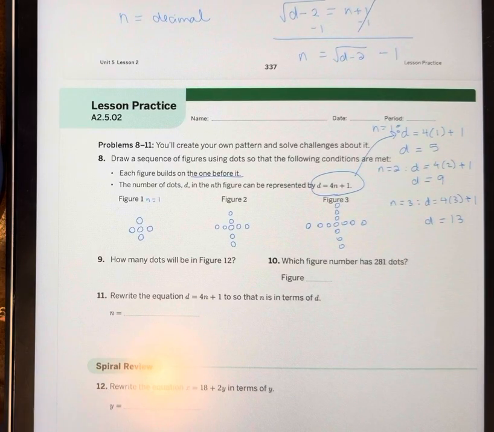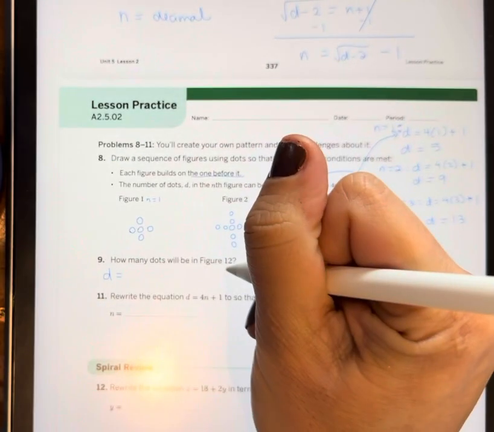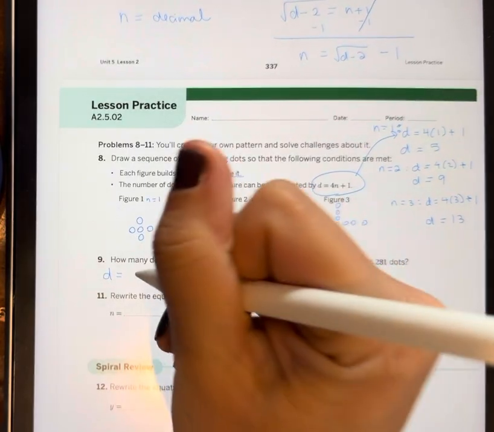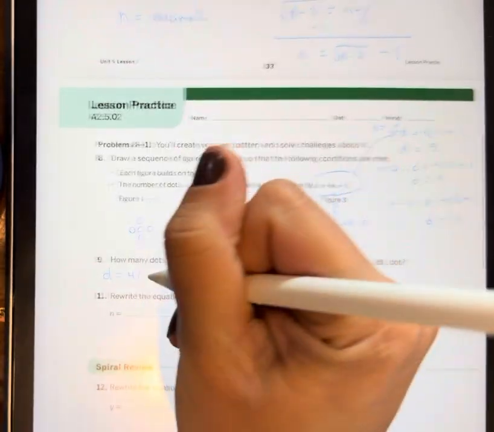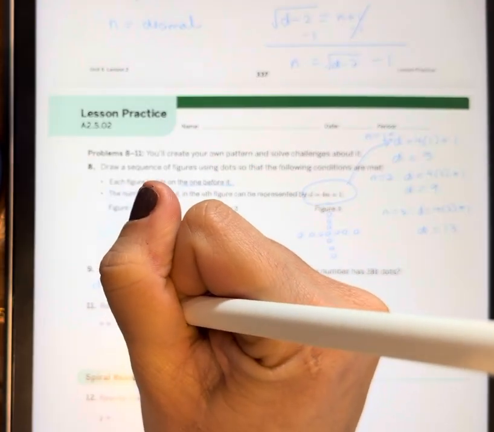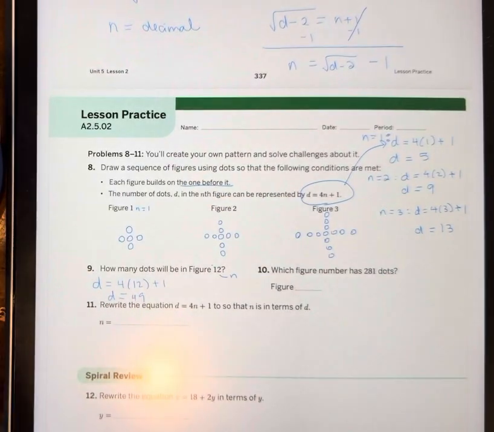How many dots will there be in figure 12? Oh, that's easy. I just got to plug in 12 for n. So D equals 4 times 12 plus 1. So D equals, in this case, 49. 12 times 4 is 48, plus 1, 49.